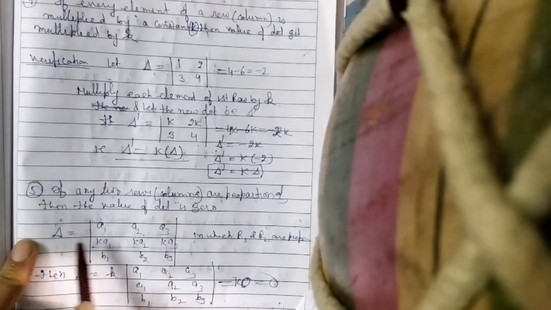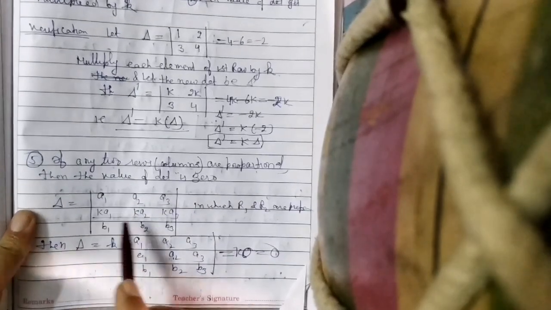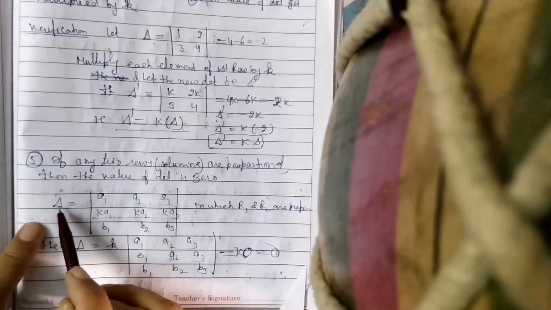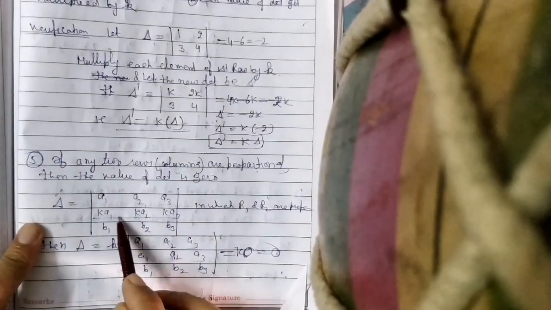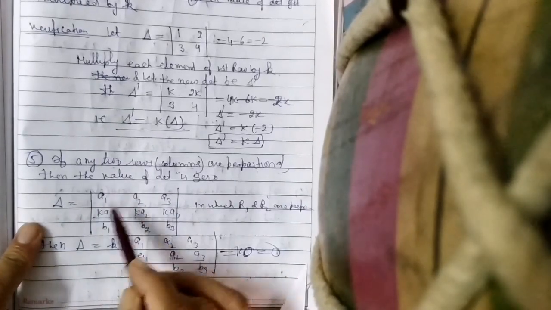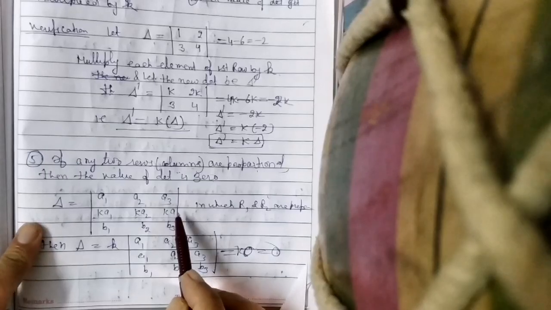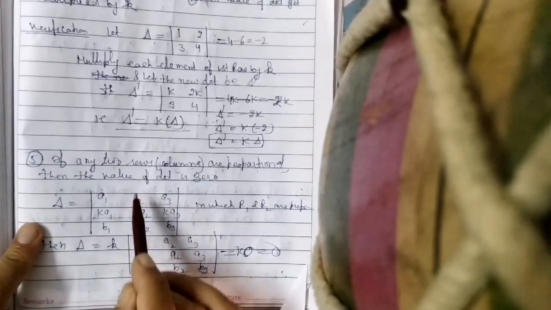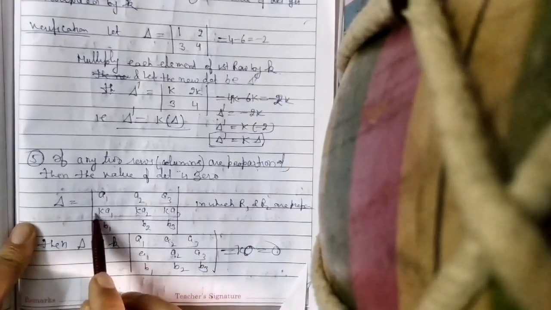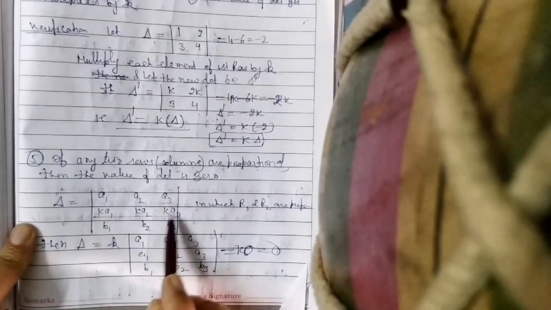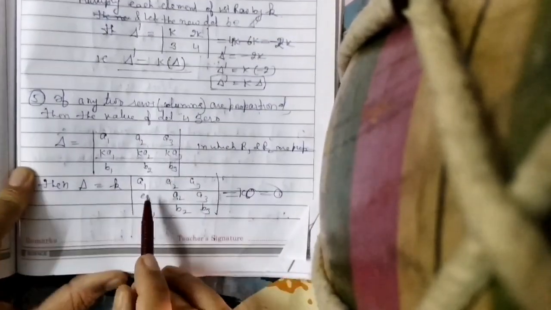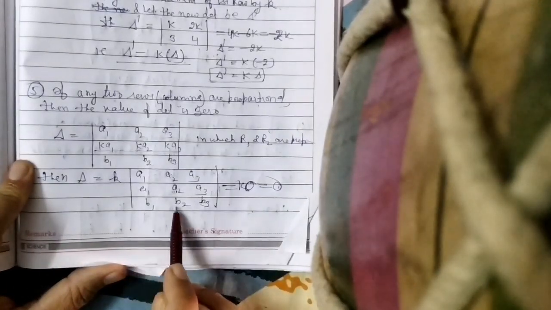For example, let delta equal the determinant with rows a1 a2 a3, k a1 k a2 k a3, and b1 b2 b3. In this determinant the first and second rows are proportional, because the ratio of R1 and R2 is 1 by k, 1 by k, 1 by k. So the elements of the first and second rows are proportional, so its determinant is 0. Then delta equals, the k will be common from the second row by the fourth property. It becomes a1 a2 a3, a1 a2 a3, b1 b2 b3.